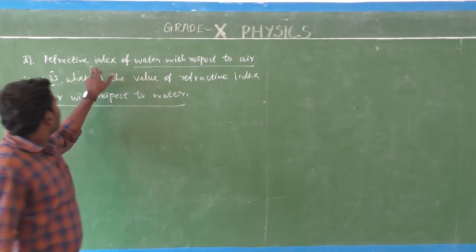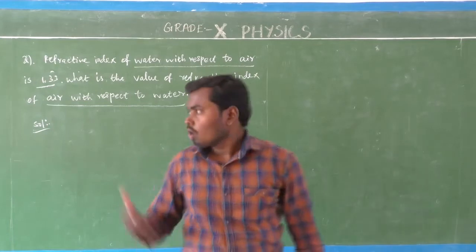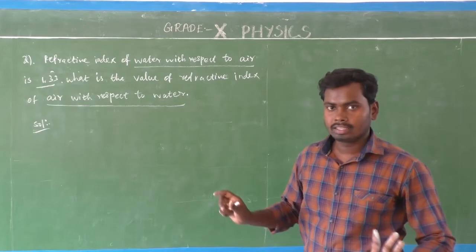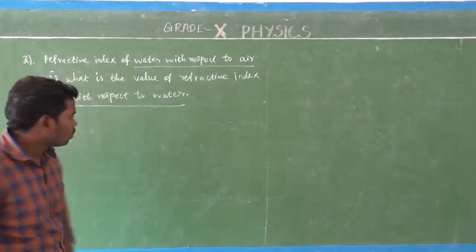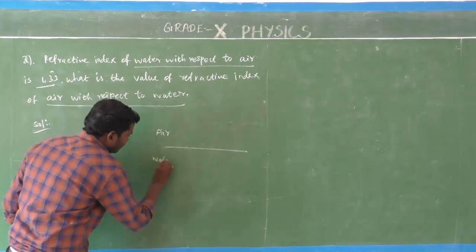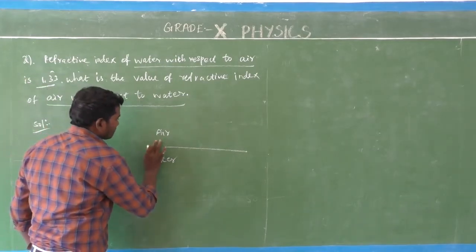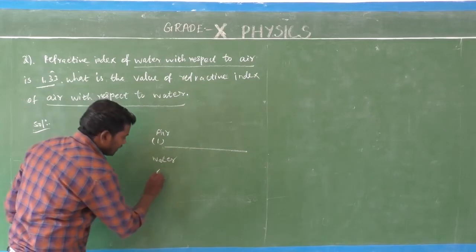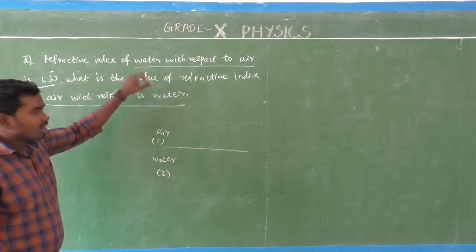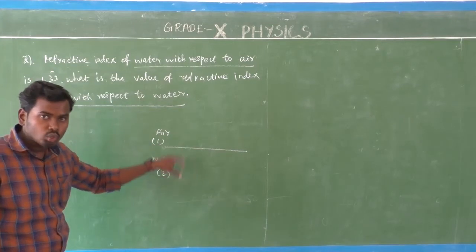Okay, listen here. Refractive index of water with respect to air. Which medium brings light? Water medium brings light. Light comes from air. Yes, I'm going to draw the diagram. Look at here. So this is air medium, this is water medium. Air is medium number 1, water is medium number 2. Here light comes from air into water.